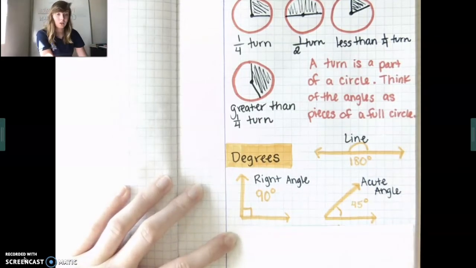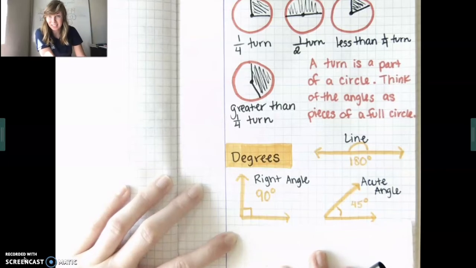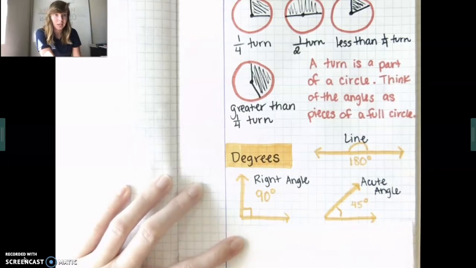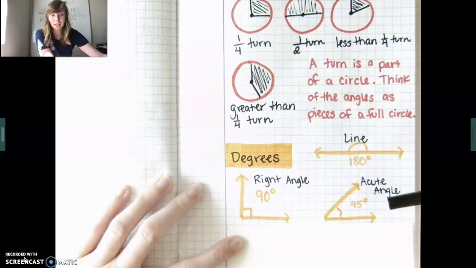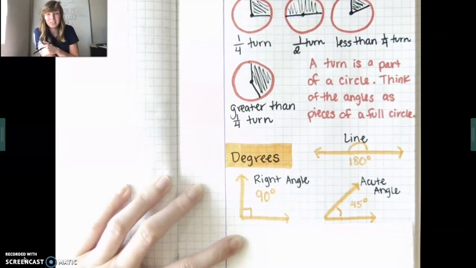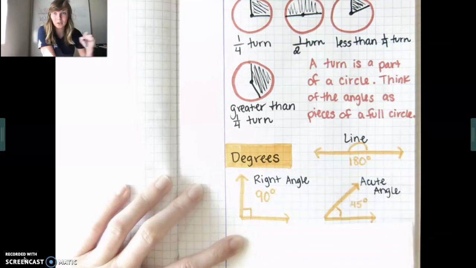An acute angle is anything less than 90 degrees. So that would be less than a quarter turn, which is the same thing as an acute angle. What we like to do to remember acute angles is they're small, so we say it's acute angle. It's acute, you know, because it's cute. Okay, so less than 90 degrees is an acute angle.